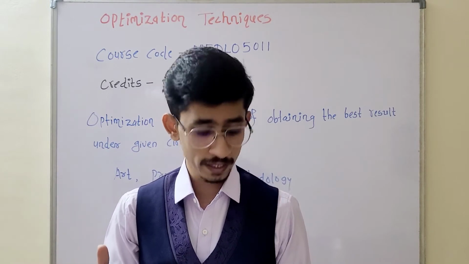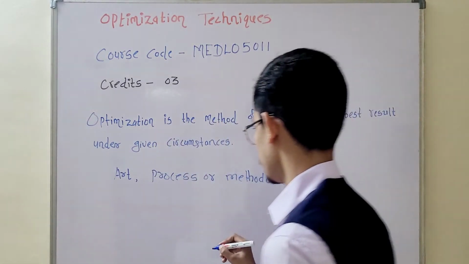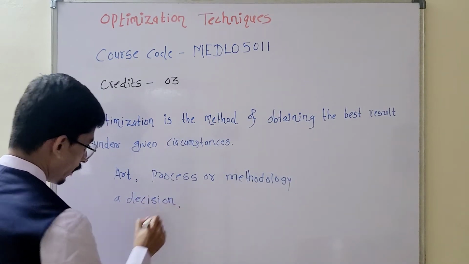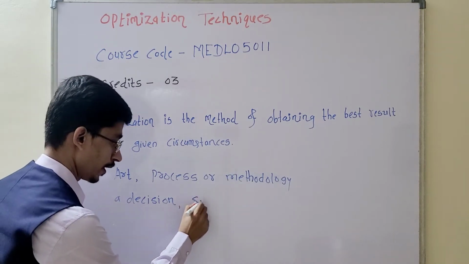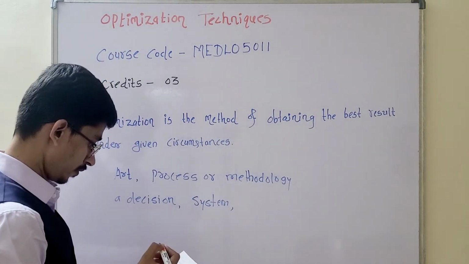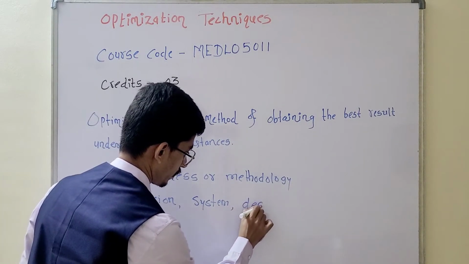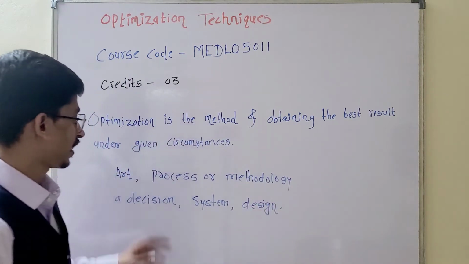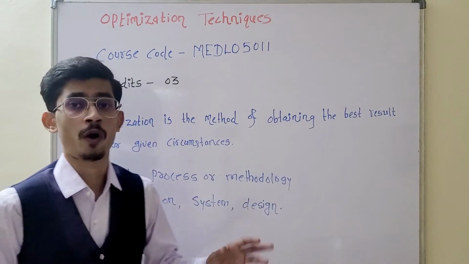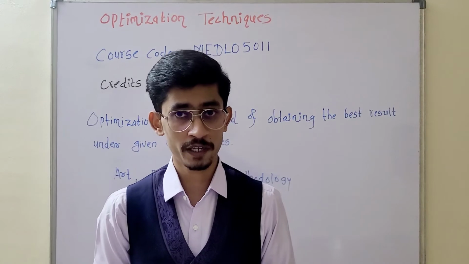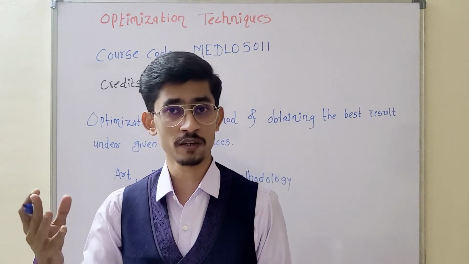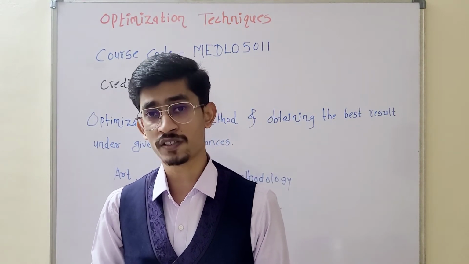Now what do we have to make? A decision. Whether you have to make a very good decision, or make a system, or a design. It is an art, process, or methodology of making a decision, system, or design as perfect, as functional, and as effective as possible.